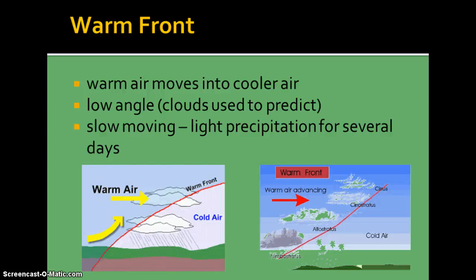Because warm fronts tend to happen at a much lower angle, they're usually associated with precipitation over several days. So the weather pattern you would experience, you would have colder temperatures followed by light rain and then warmer temperatures.